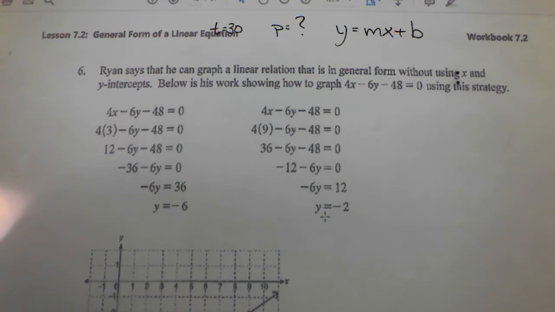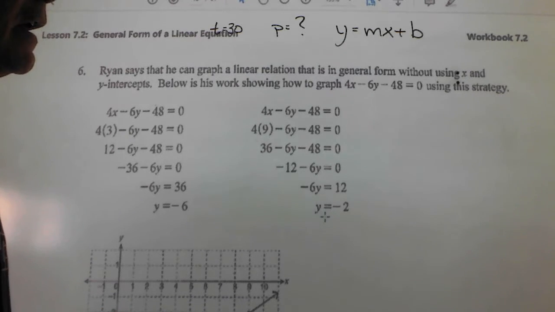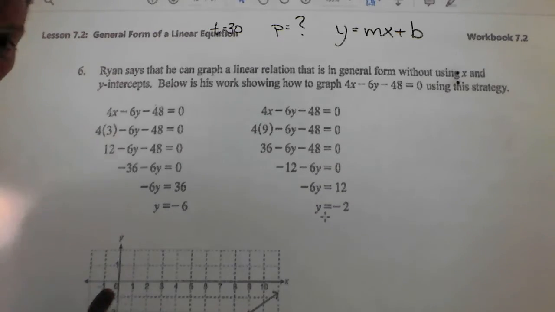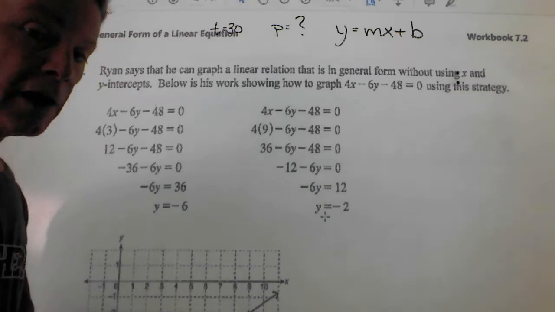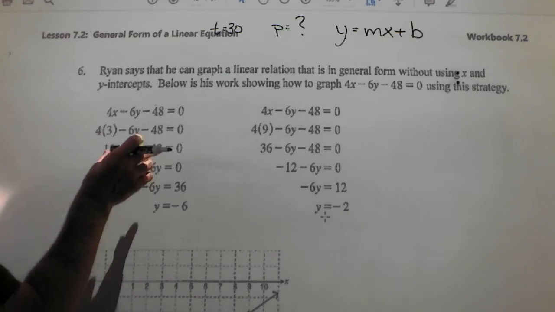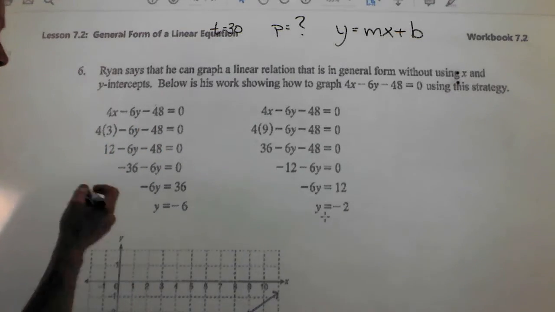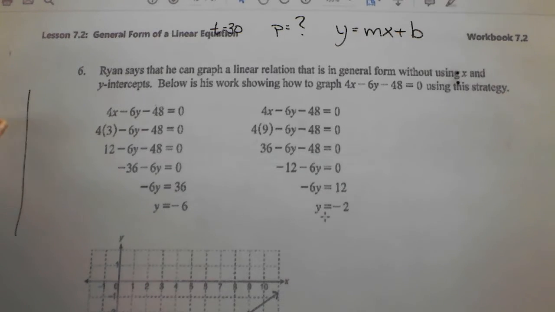So it says, Ryan says that he can graph a linear relation in general form without using x and y intercepts. Below is his work showing how to graph 4x minus 6y equals 48 using this strategy. So I'm just going to quickly explain what our buddy Ryan did here. What Ryan did was basically what you do whenever you create a table of values in order to find points to plot.